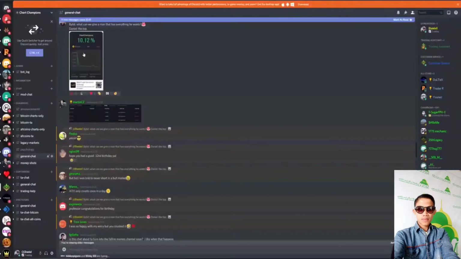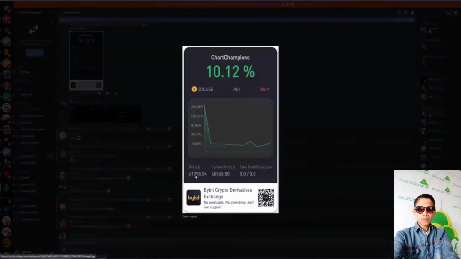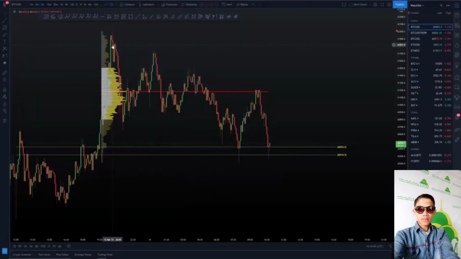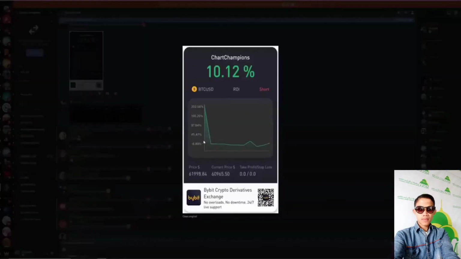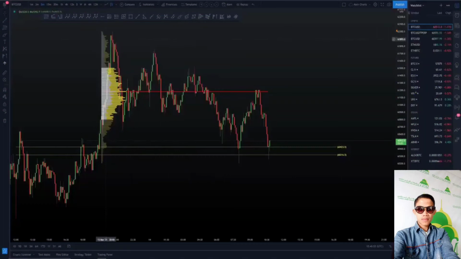Okay, and by the way, that was probably one of the best shorts you're going to see on the Bitcoin chart in terms of entry. 61,998. The high, literally $62,000. So within less than $2 of the high, all-time highs on Bitcoin. But nevertheless, this was our high, and then we make our way down to the low.